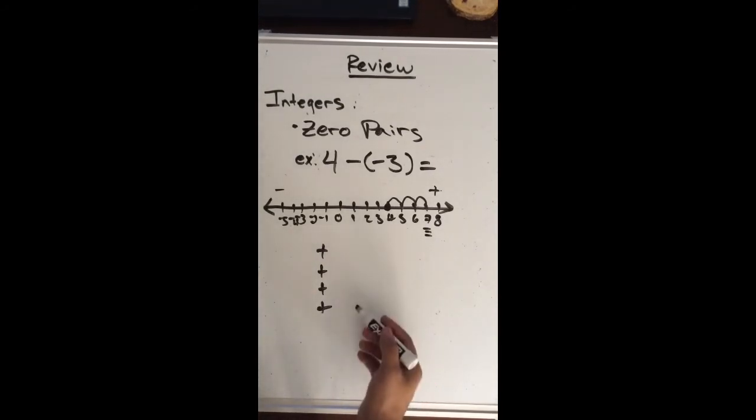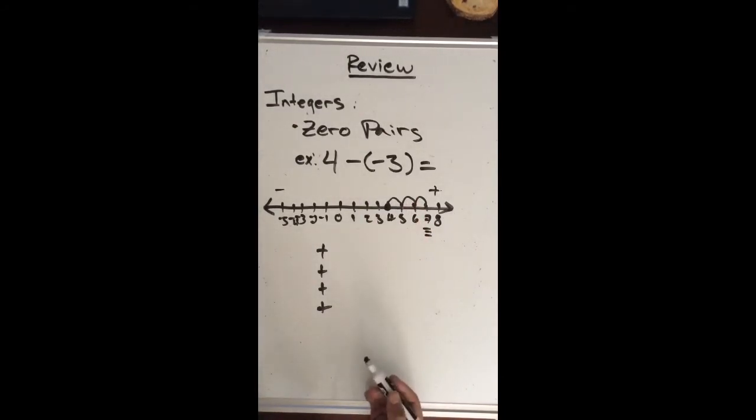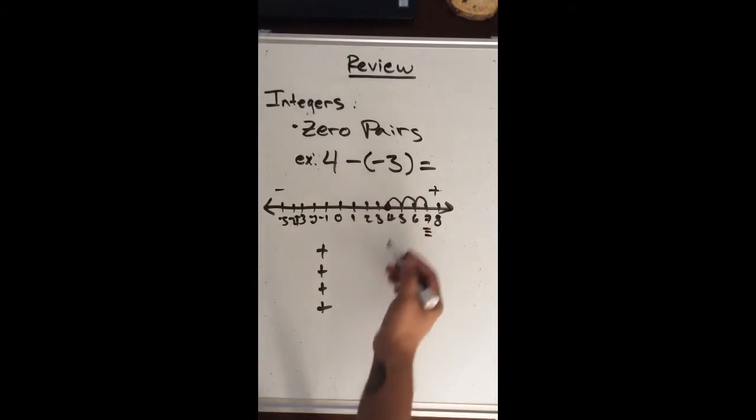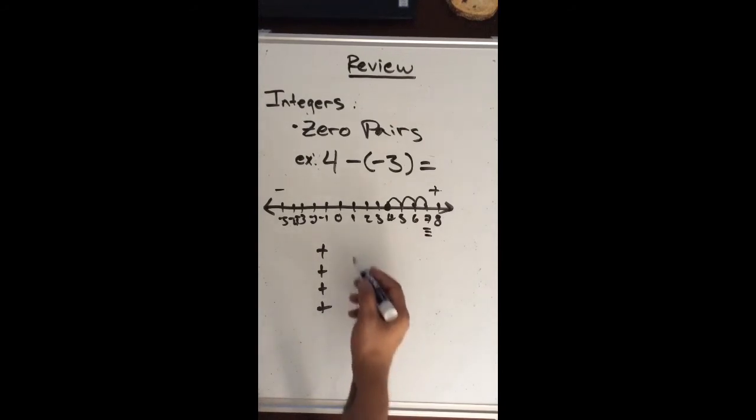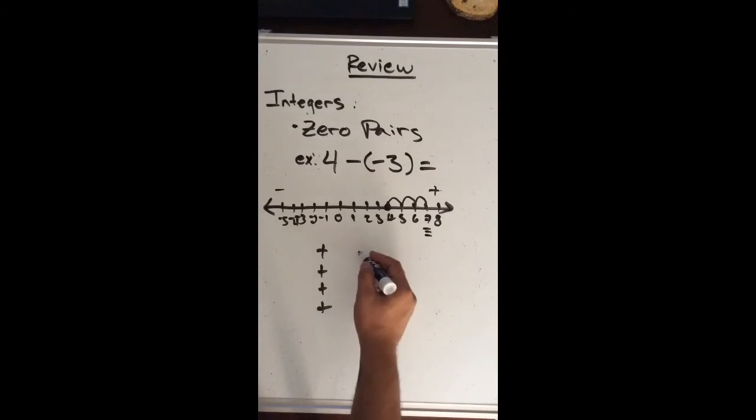Well, we don't have 3 negatives to take away. We have to do something in order to put 3 negatives there to take away. What if we can use the idea of a zero pair to help us out here? For example, I don't have any negatives to take away here. What I could do is add some zero pairs to where there are 3 negatives.